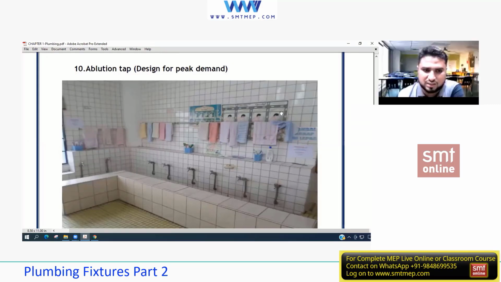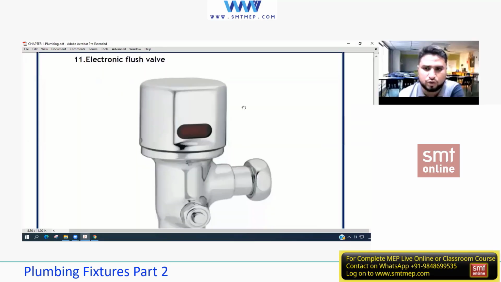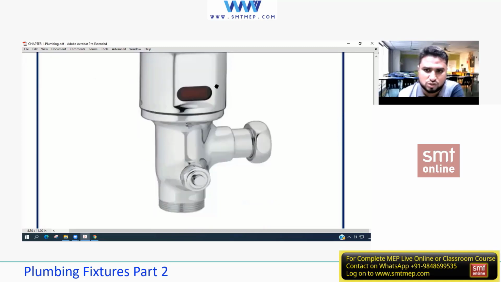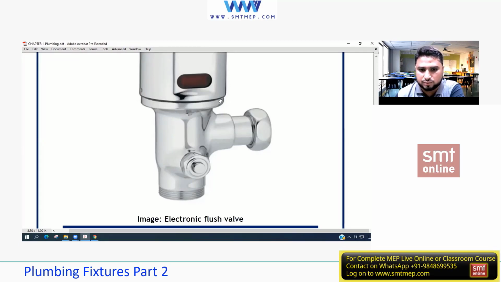Following that, next, the electronic flush valve. Again, we have a flush valve, but this is one new thing here. This is electronic, with a photoelectric sensor, a movement sensor. I can say an electric sensor. And what is this? An infrared sensor. Yes or no? Yes, sir. Now, how does it work?